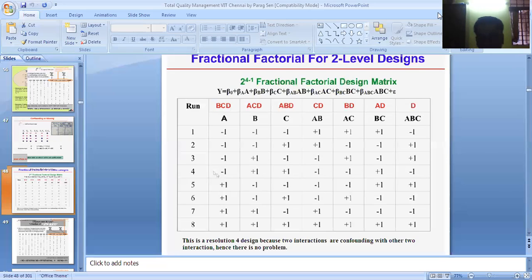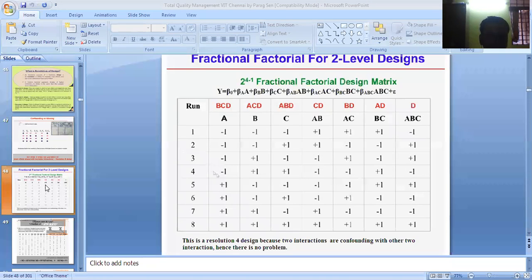Statistical significance actually means whatever you are seeing in the sample, the evidence is also valid for the population for a particular confidence level. So that is the meaning of statistical significance. Okay. So anyway, we will discuss those things later.